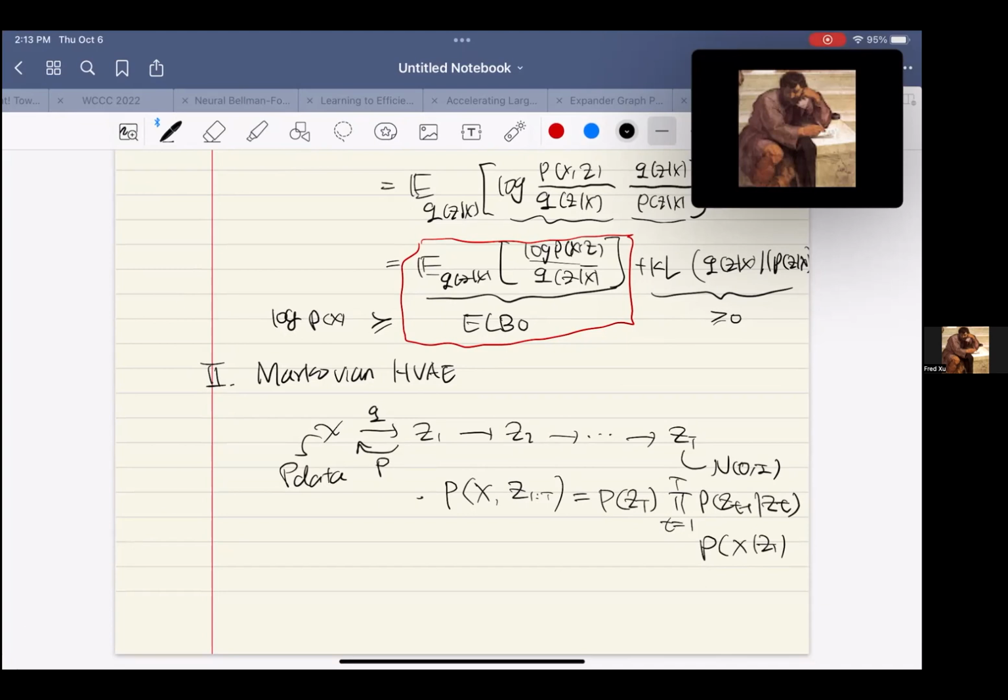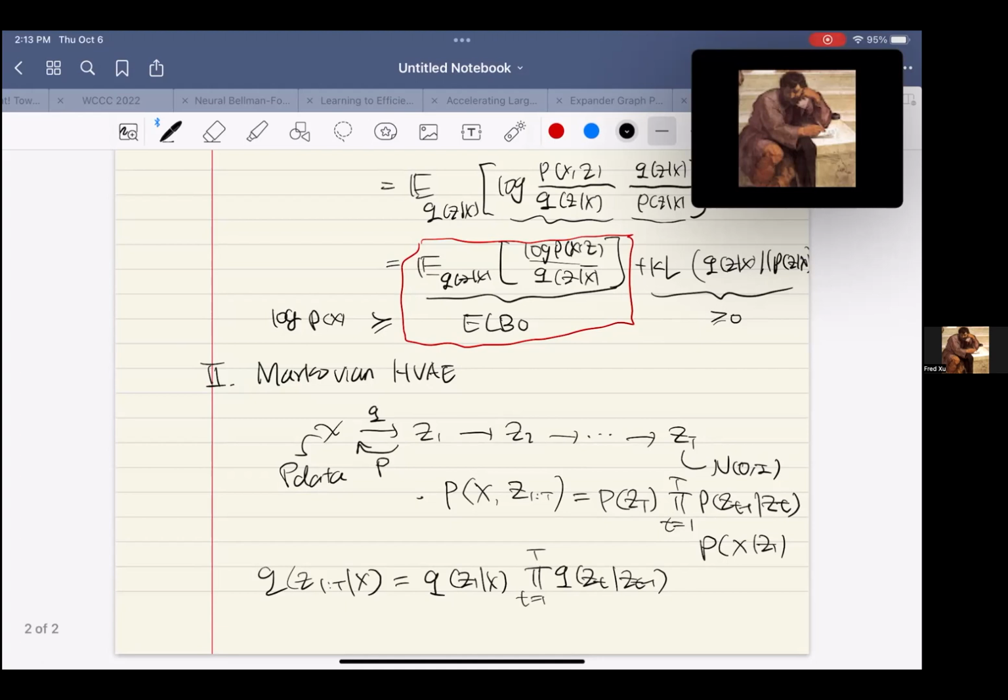And then let's look at the factorization of the posterior of the latent. This would be Q of Z 1 to T conditional on X. And this would give us the forward process, which is Q of Z1 conditional on X times the product of Q of ZT given ZT minus 1. So these are the two formulas we can use to represent the two quantities of interest in the ELBO for the Markovian HVAE.